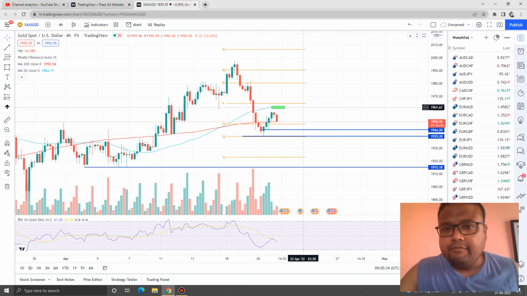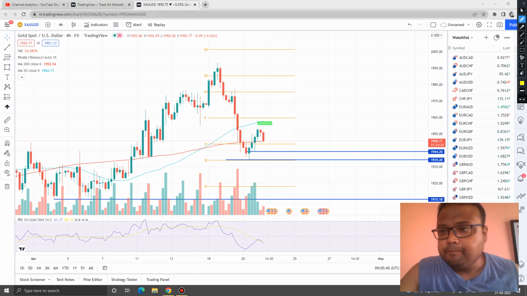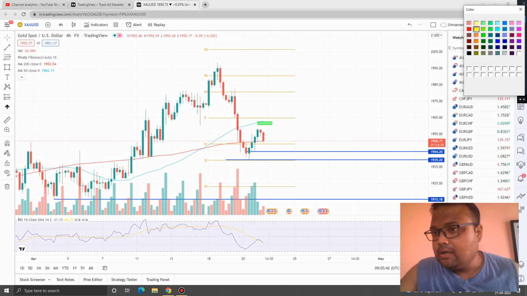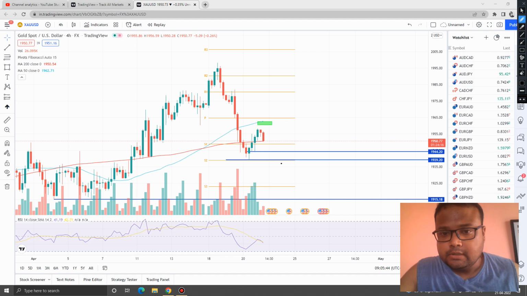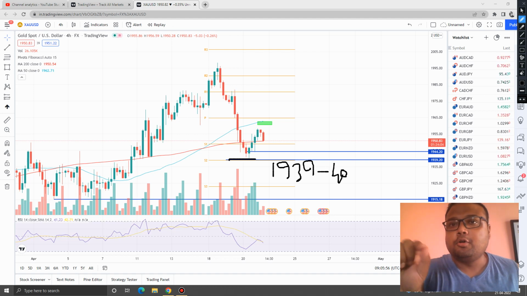Right now it is trading at the 1950 level. So the first important support for gold right now is 1939 to 1940. Let's try to understand the levels one by one. The first important level is 1939 to 1940. This is the first important support for gold right now.